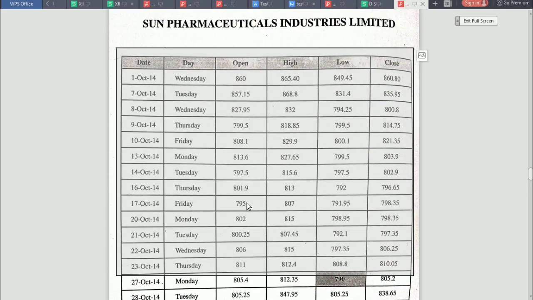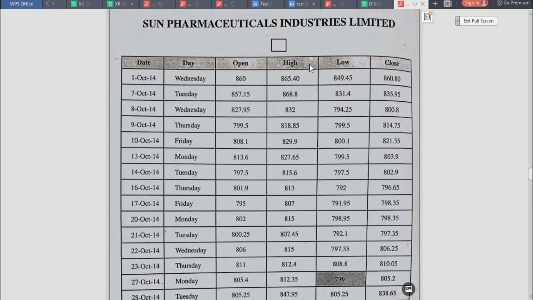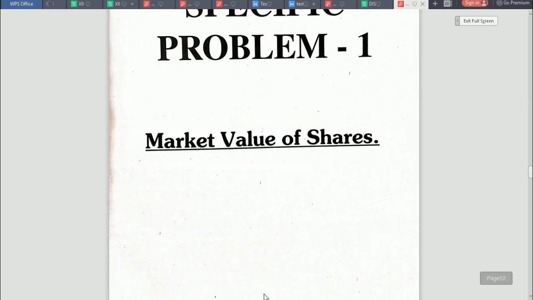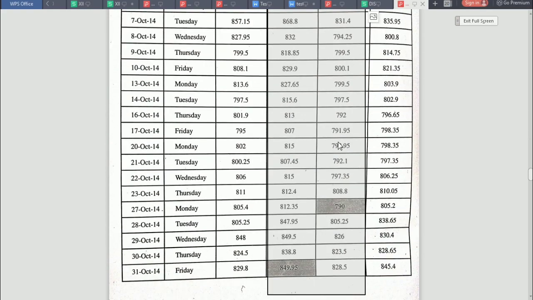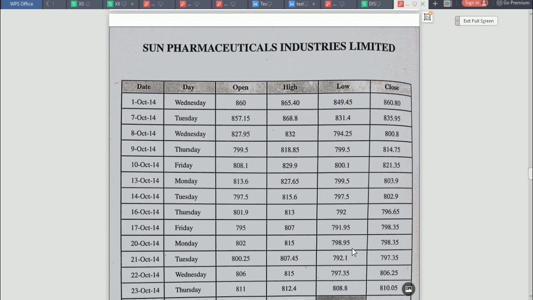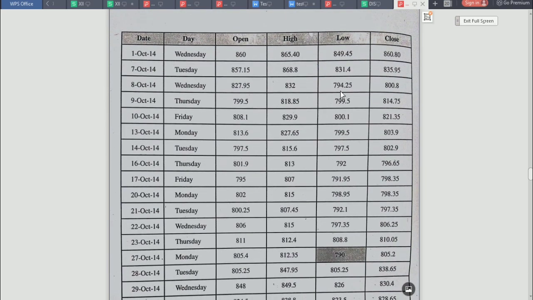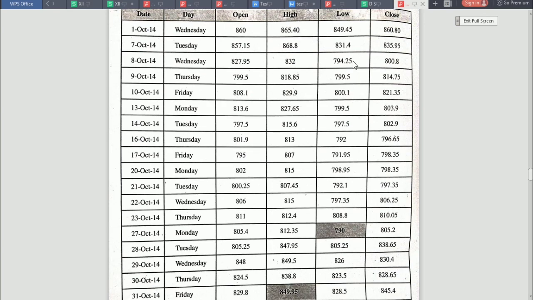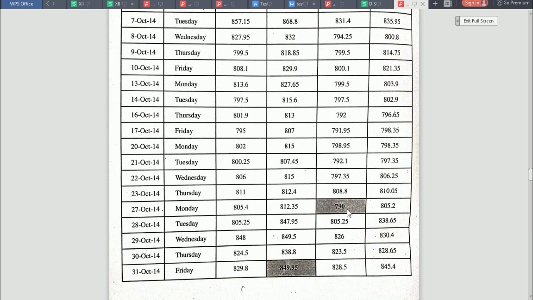So after putting the data into this tabular form, now we need to concentrate upon these 2 columns, basically the high and low column. High and low column, why? Because we need to see what was the lowest rate during the month of October. So to find out the lowest rate during the month of October, we need to find out the lowest rate in low column. So the low column states that 790 is the lowest rate amongst all the data available here in the low column. So 790 is the lowest rate. On 27th of October it reached its lowest.